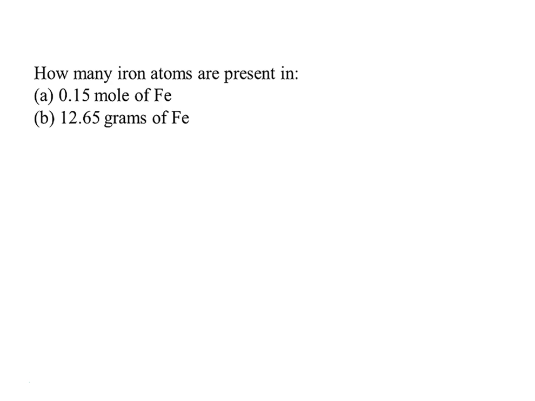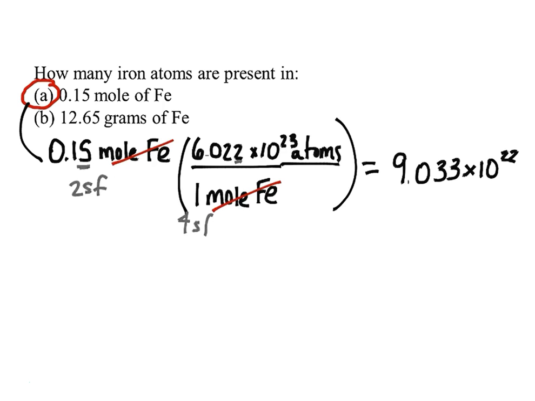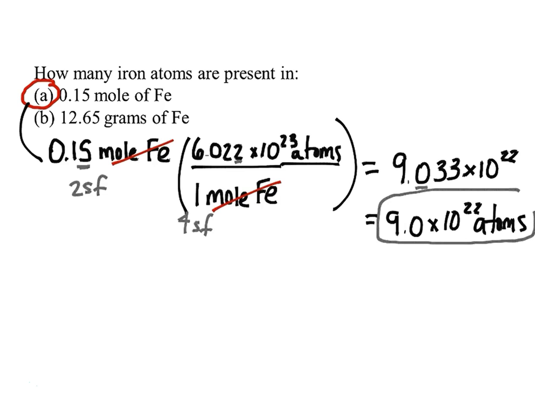So, he's pretty funny. How many iron atoms are present in 0.15 mole of iron? So here we're just going to convert moles into iron atoms using Avogadro's number. So we take the number we're given, 0.15, and we're going to multiply that by Avogadro's number so that the moles cancels with moles in the denominator. And that's going to give us 9.033 times 10 to the 22nd. It's a big number. 0.15 has 2 sig figs, 6.022 has 4 sig figs, so our answer needs to be rounded to 2 significant figures. Don't forget the units, atoms.